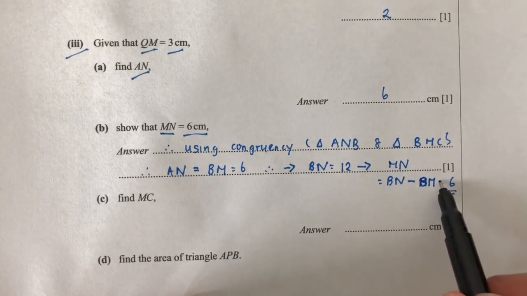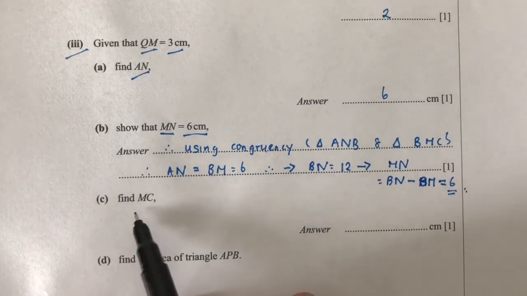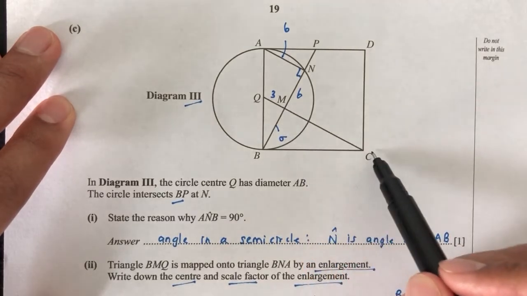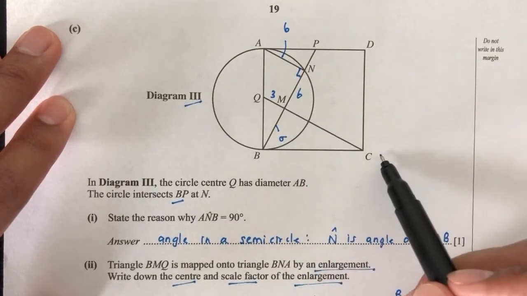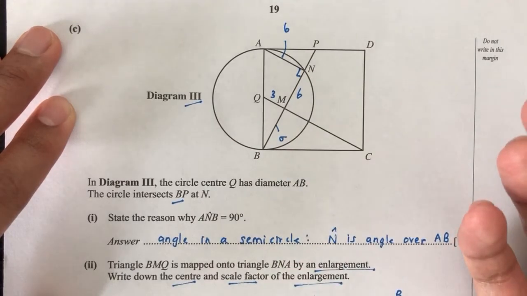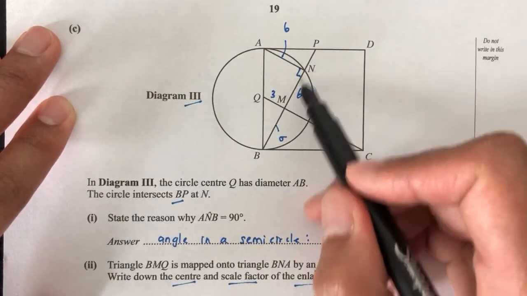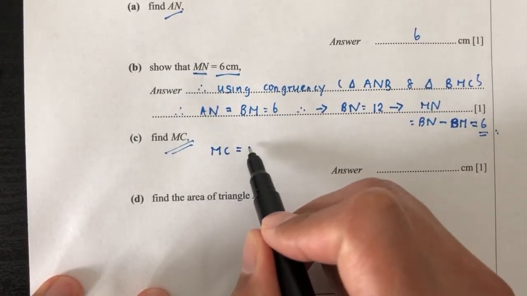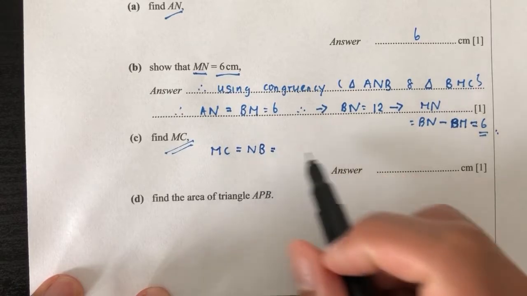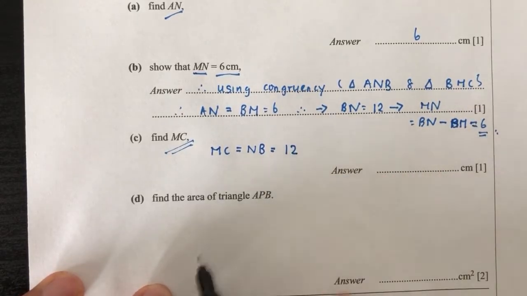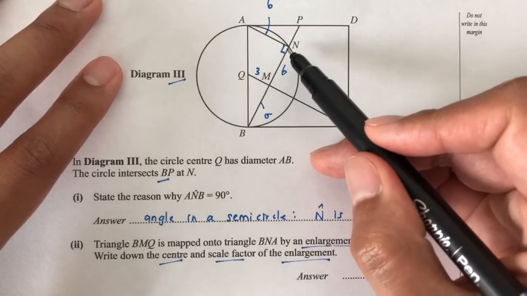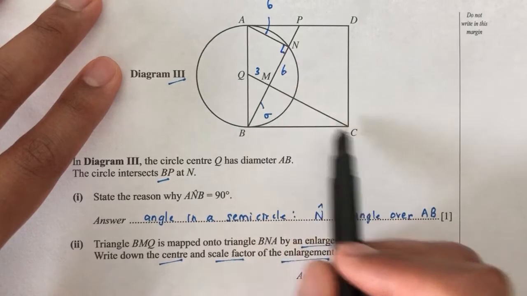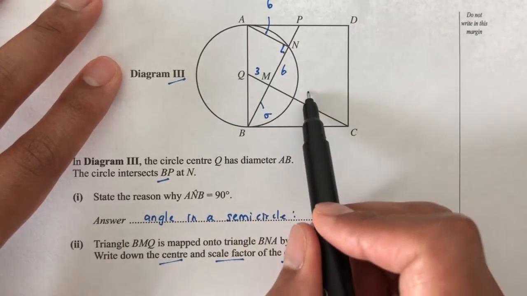MN is 6. So now find the length of MC. What is the length of MC? MC is this point, but as we know that B and C and A and B are congruent, MC is equal to NB. So MC equal to NB, which is equal to 12. So NB is 6 plus 6, and since these two are congruent, same as this one, so that will be 12.